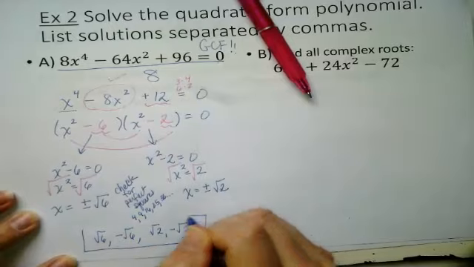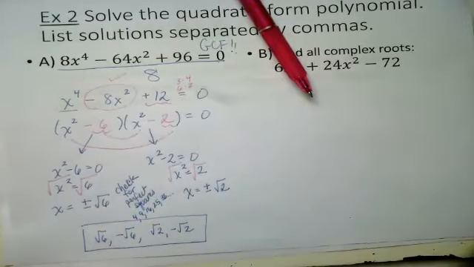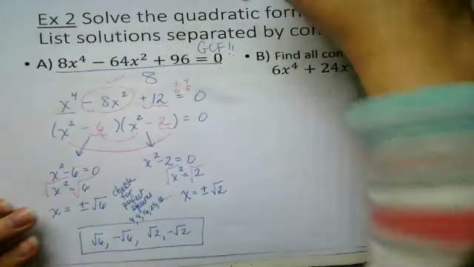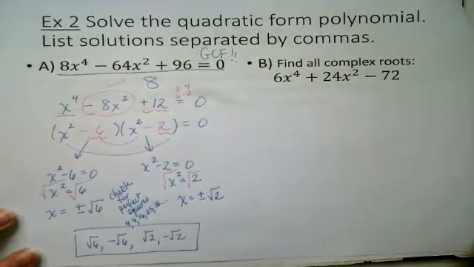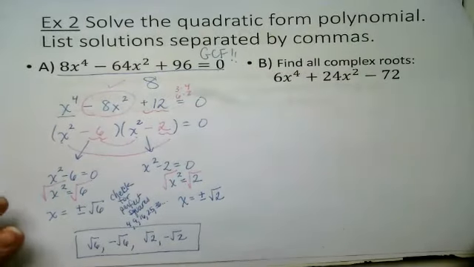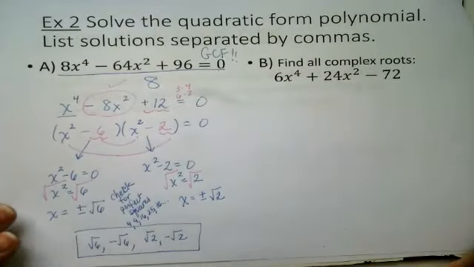And it doesn't matter what order you do them in, as long as you have them separated by commas and they're reduced properly. You do need to simplify, and that's the hard part. So check for perfect squares.